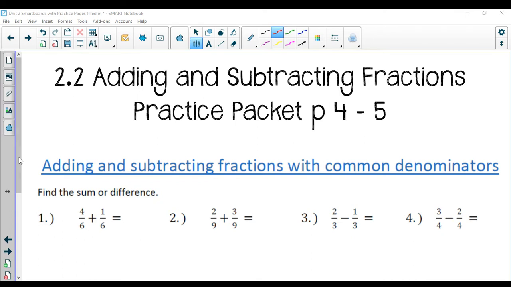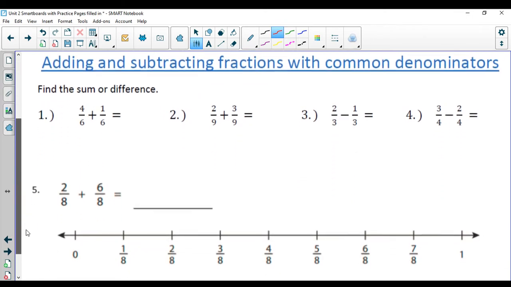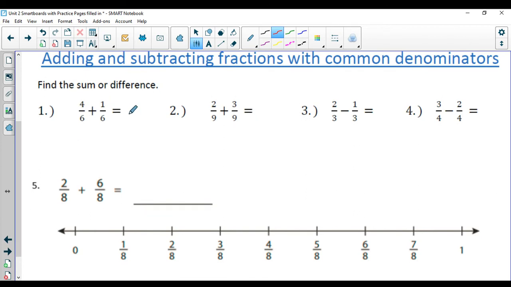In the first couple questions, remember we have to have common denominators in order to be able to add or subtract. So once we have common denominators, we're going to keep the denominator and add the numerators together, always checking that our final answer is reduced.